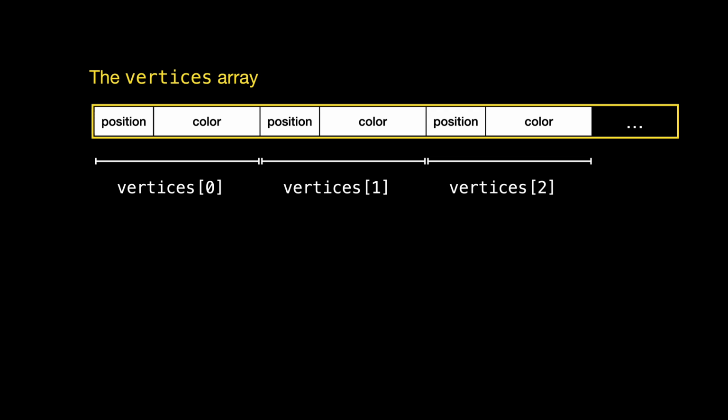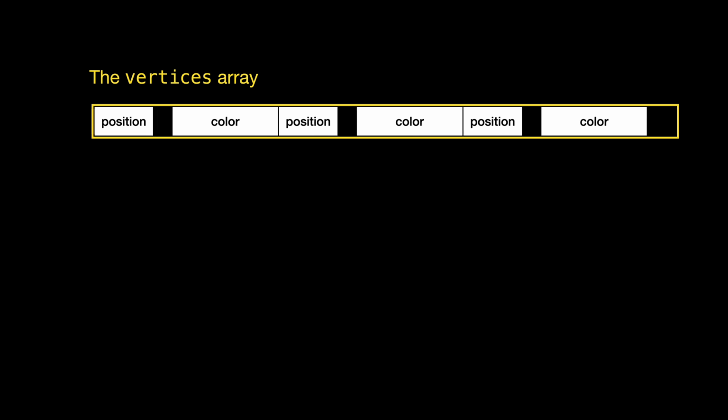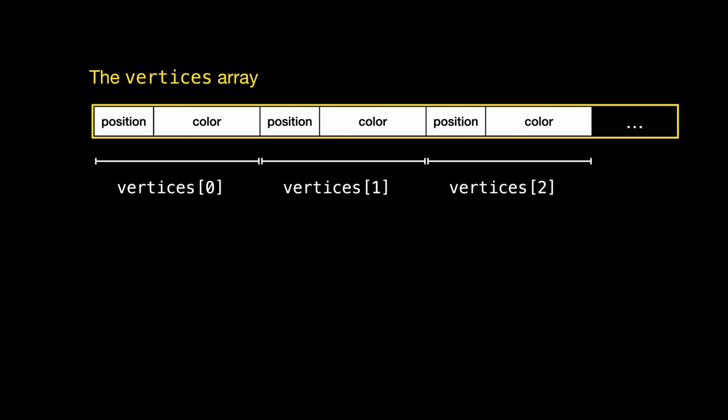Here's how our vertices array is laid out in memory. Each vertex occupies the same number of bytes. Note that the alignment doesn't have to be as pictured here, because the system can introduce padding for performance reasons. In any case, the offsets of the attributes are relative to the vertex start. So the position's offset is always 0, because the position is at the beginning of each vertex.